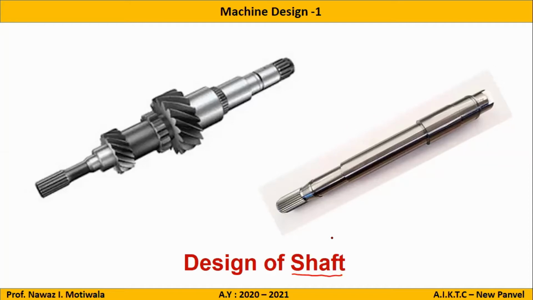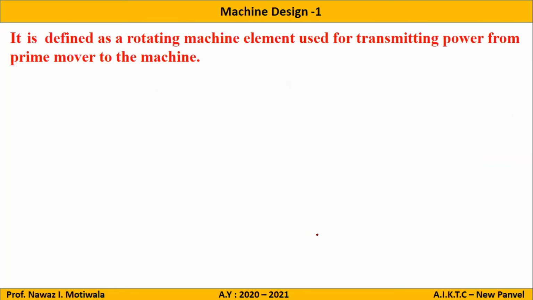So here there is an element which is known as a shaft, mostly cylindrical in nature and used to transmit power. So yes, the definition goes like this. It is defined as a rotating machine element used for transmitting power from a prime mover to a machine. This is the exact definition of the shaft.